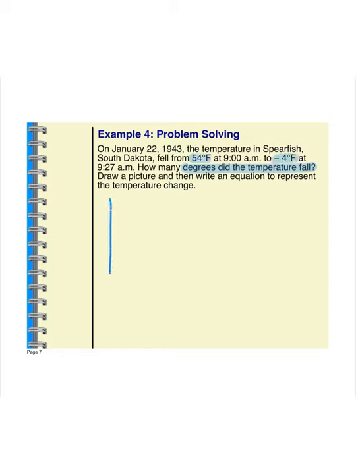For my picture to help us out, I'm going to draw a little thermometer here. And 54 would be up here because it's positive. 0 is going to be somewhere near the bottom, but not all the way at the bottom, because we still want -4 past 0. So I want to know how many degrees did it fall to get from positive 54 to -4.